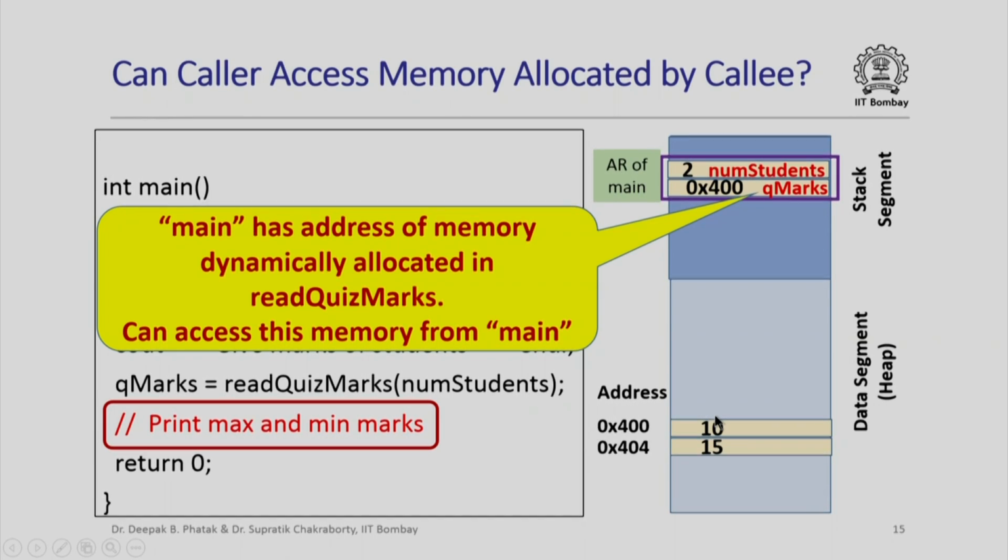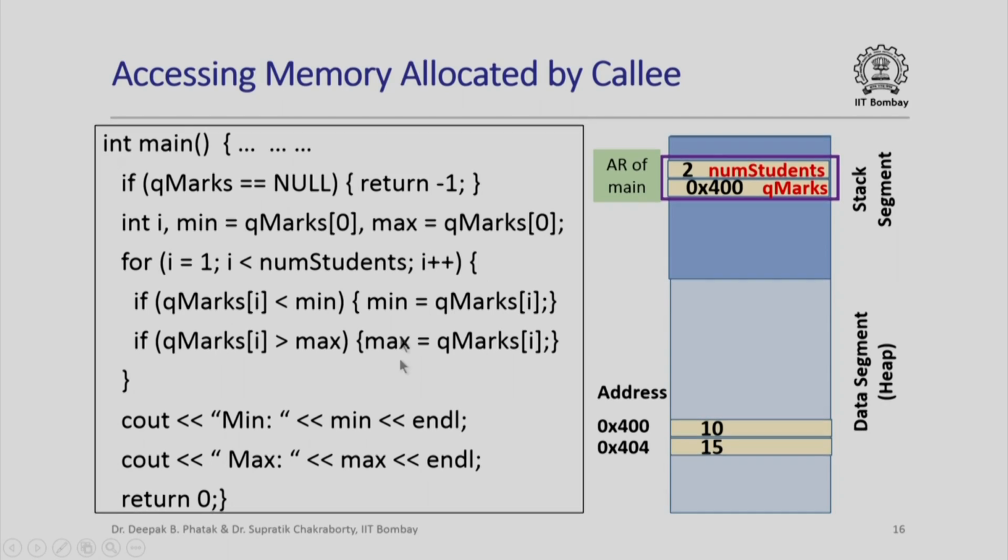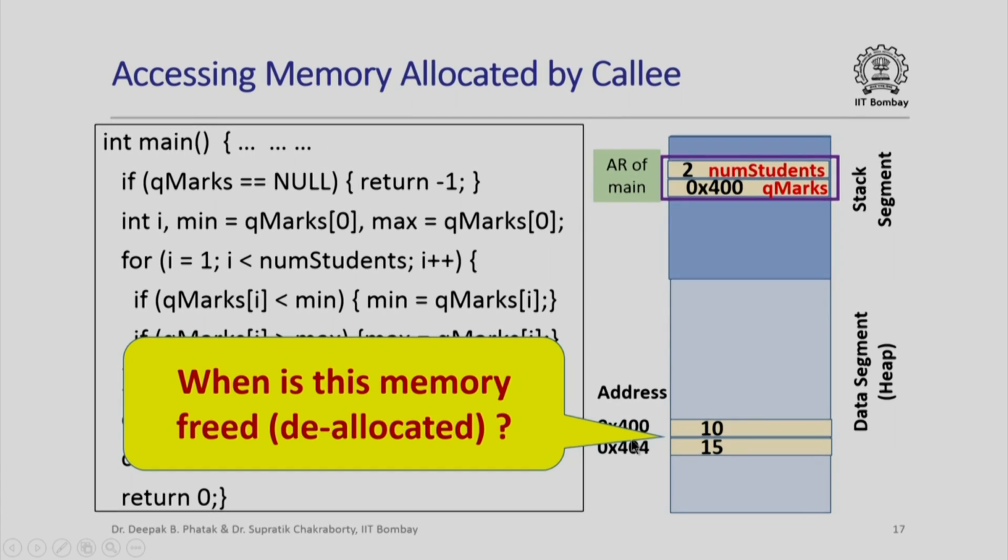What might the main function do by accessing this memory? Well, it might do a whole bunch of things here. If you go through this code, you will see that it's doing some sanity checks, and then it is basically calculating the minimum and maximum of the marks. But now the question is that since read quiz marks returned without freeing up these two dynamically allocated memory locations, when is this memory going to be freed or deallocated?